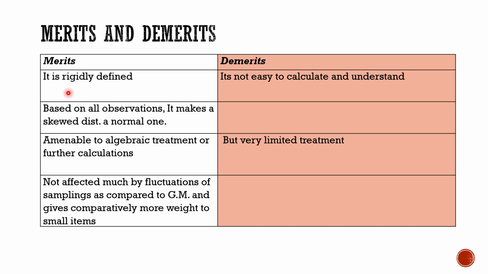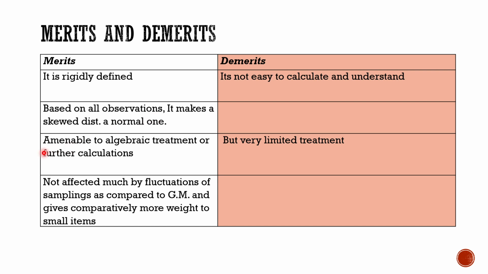The merits are as follows. It is rigidly defined, like the others, like the arithmetic mean and geometric mean. It is based on all observations, and it makes a skewed distribution a normal one, because it takes the reciprocals of the observations, and then takes the arithmetic mean, then again reciprocates it. So just this process actually makes a distribution a normal one.